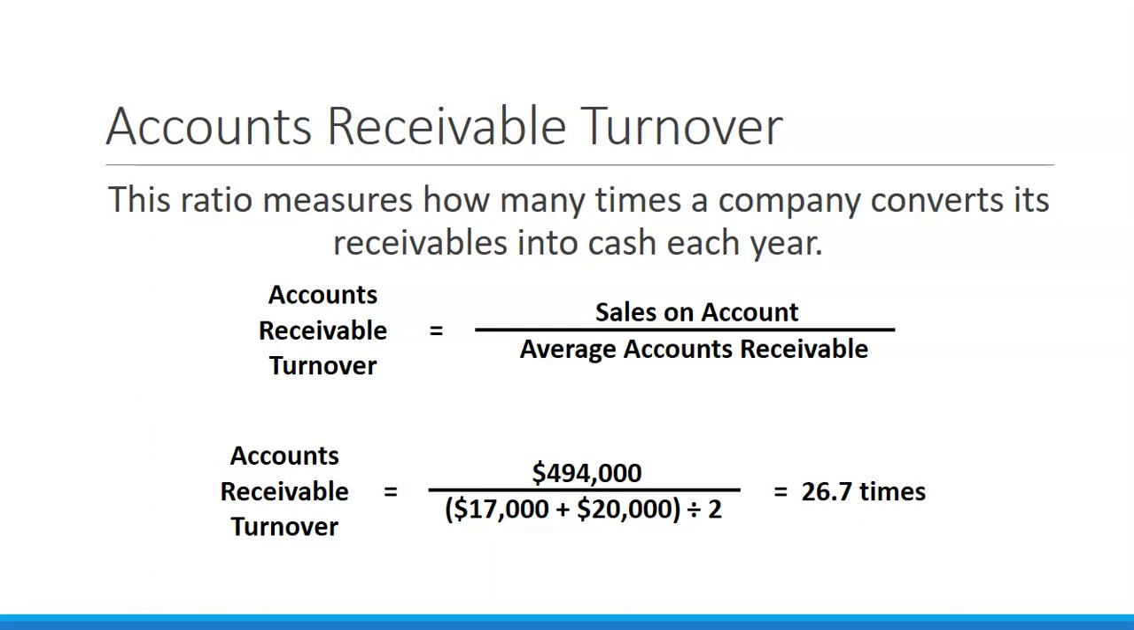We can see here that this company turns their accounts receivable over 26.7 times. This is also a number you would not want to see changing too much because it can indicate that you are having cash flow problems, that you're not able to collect cash from your customers.